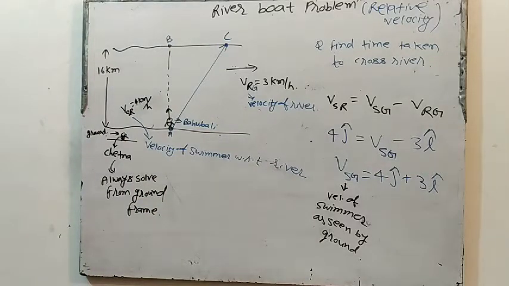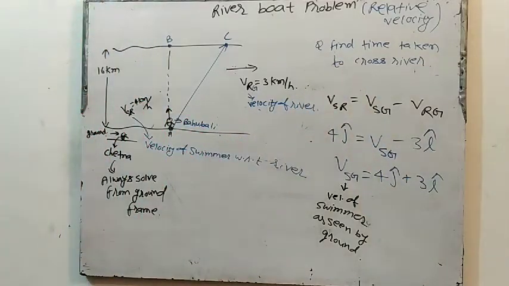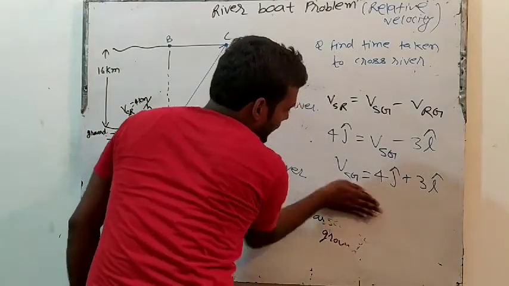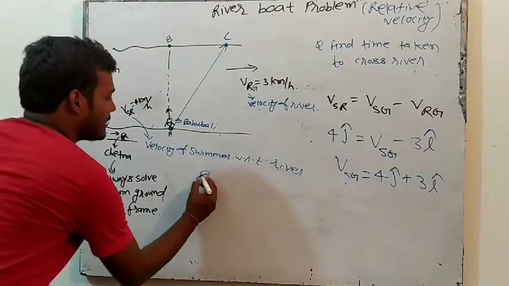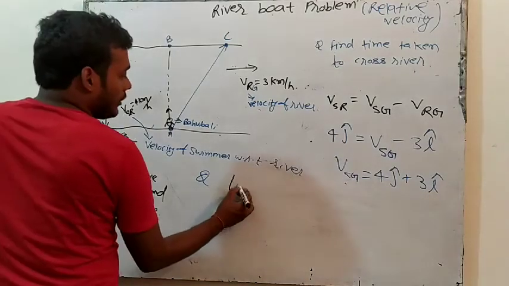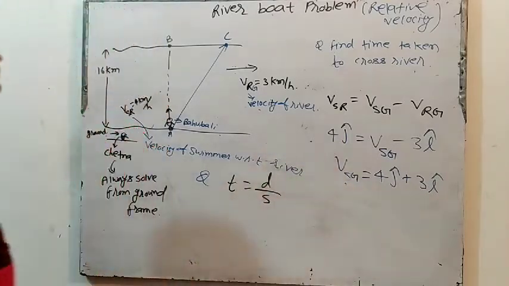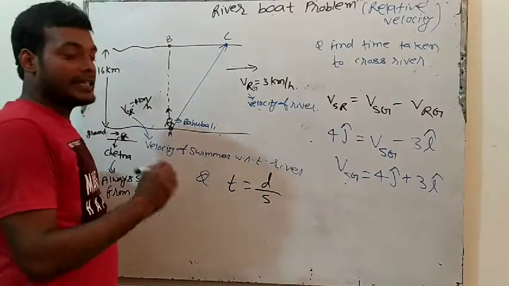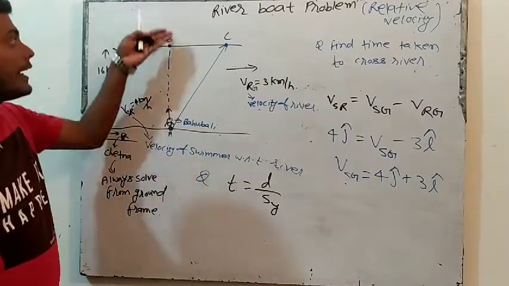Now what they have asked? Find time taken to cross river. So let's see how we will find the time. So see, if I will solve the question, time is what? Time is equal to distance by speed. So Bahubali is going in y direction. So we have to take speed in y direction, because he is going in y direction.